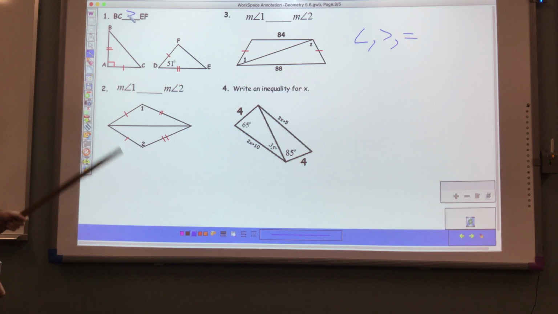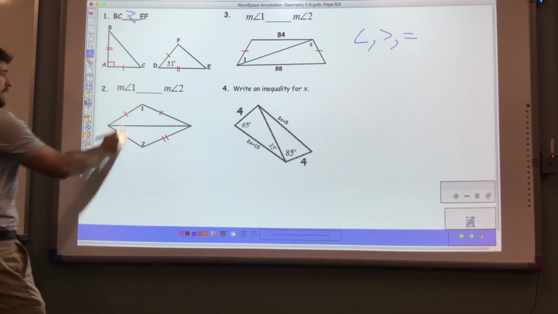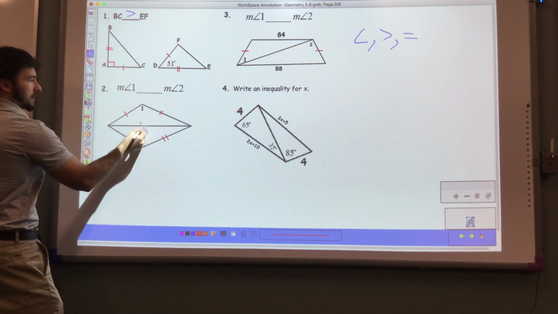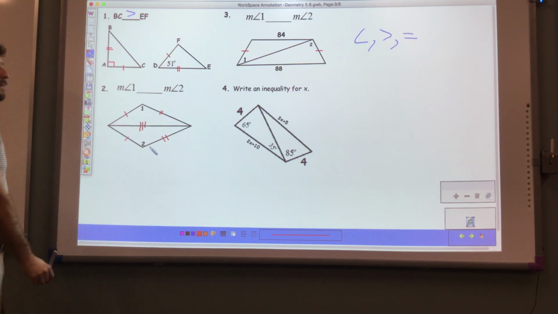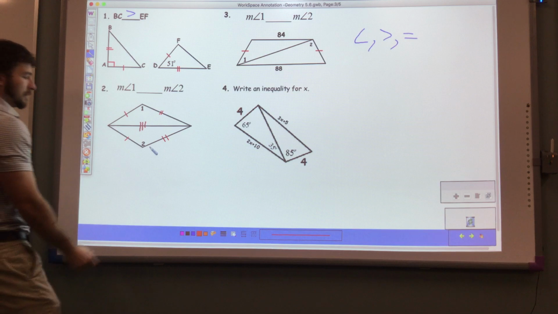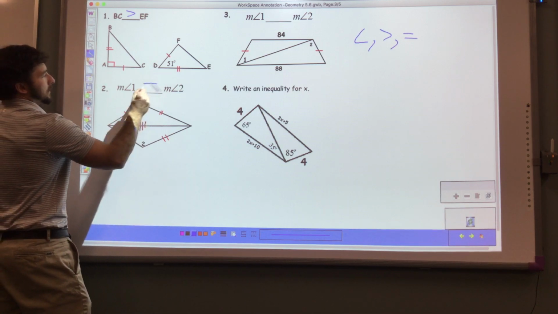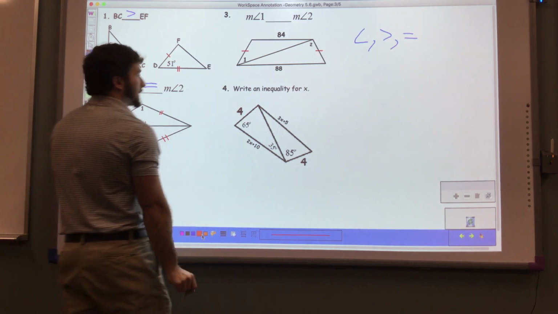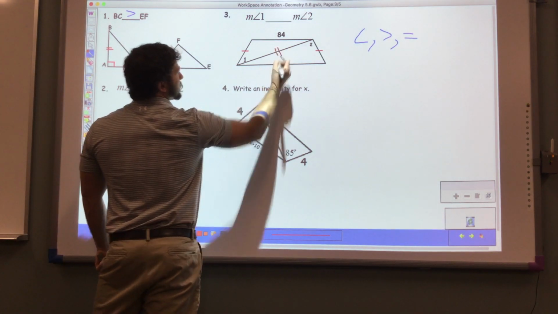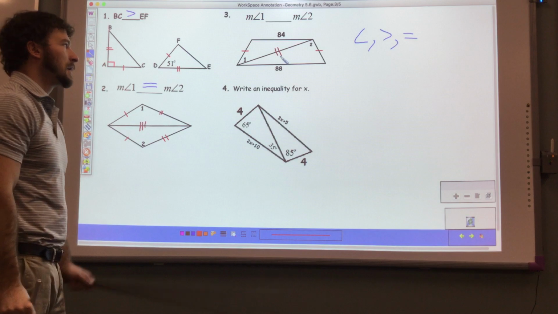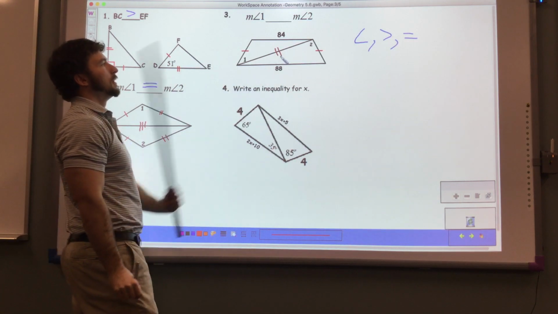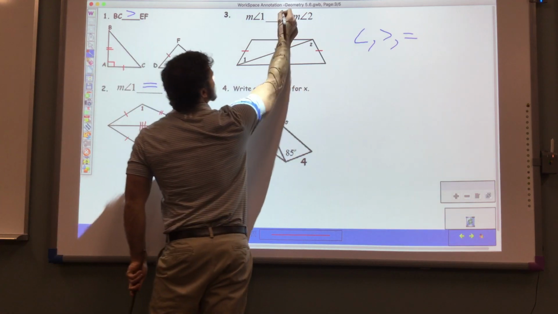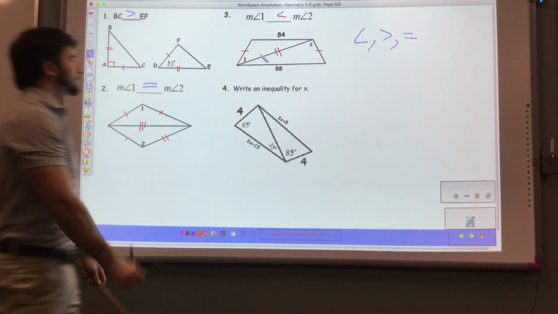Number two. Well, we've got our two congruent sides. We also would know that we have congruent triangles from last chapter, which means these corresponding angles are going to be equal. Number three, we have one side that matches, but actually we have two because of that reflexive. So we look across from 1 and 2. 2 is opposite of the larger side, so 2 is the larger angle.